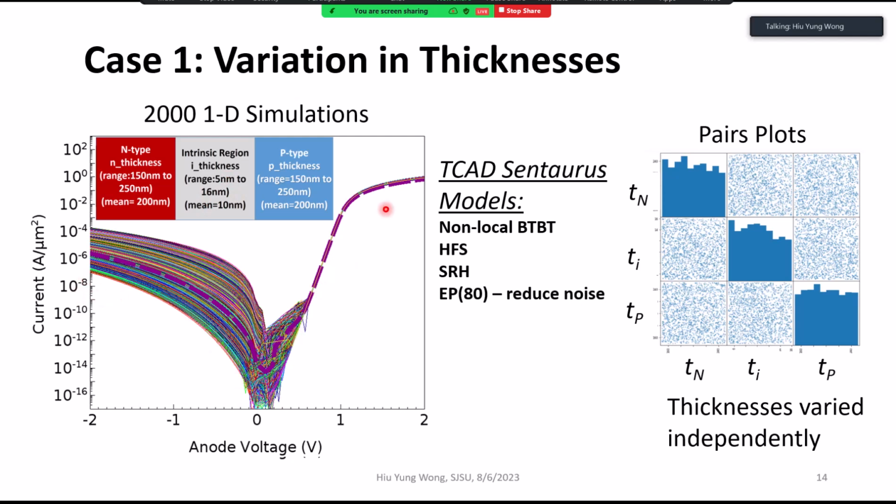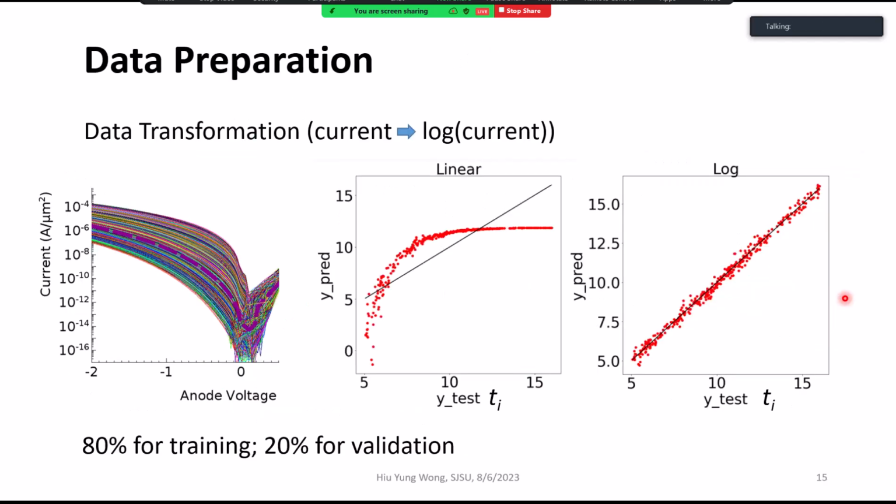And for these 2,000 curves, we get this plot. And this is the average of these curves, right? We turn on all the essential models to model the leakage and the forward current. And here we just show the pair plots, how they are pretty uniformly generated and independent of each other. So we use this to train a machine. The first thing we've seen is that we actually need to do some data transformation.